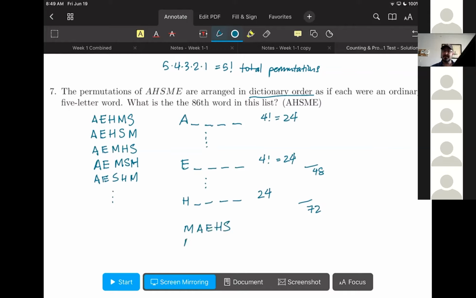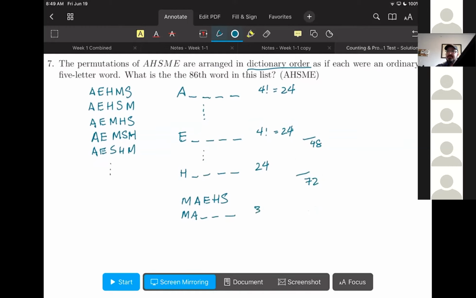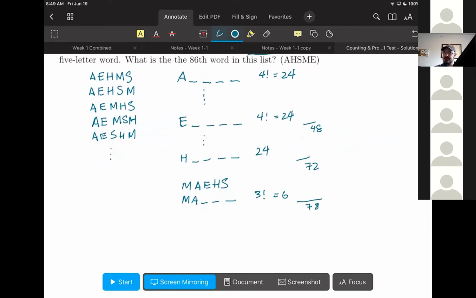So my question is, if we have M-A, how many permutations start with M and A? The first ones that start with M, this first subset, have A as the second letter. That's 3 factorial. Yeah, that's 3 factorial, so that's 6. So at this point we've written down 78 permutations. And then what's after that? M-E?